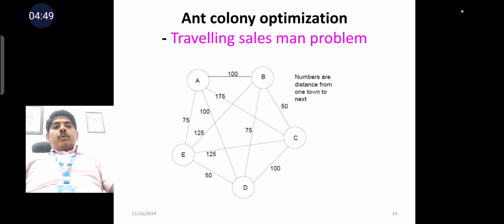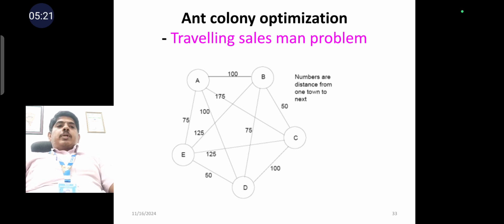Between E and B, the distance is 125 kilometers. So if we move directly from E to B, it is 125 kilometers. Otherwise, if we go to A and then B, the distance is 100 plus 75, so that is 175. So it's a very simple method.